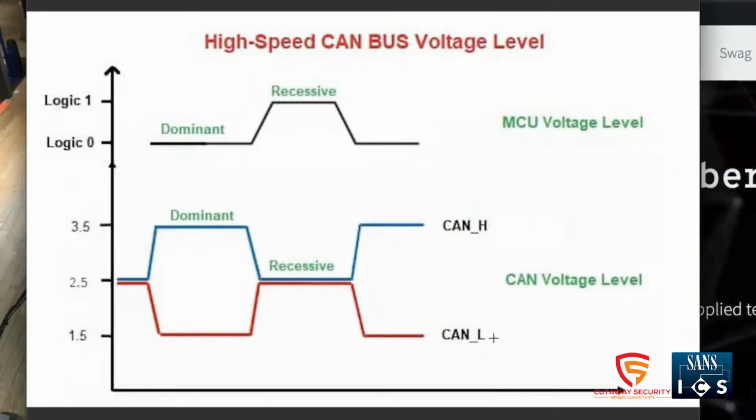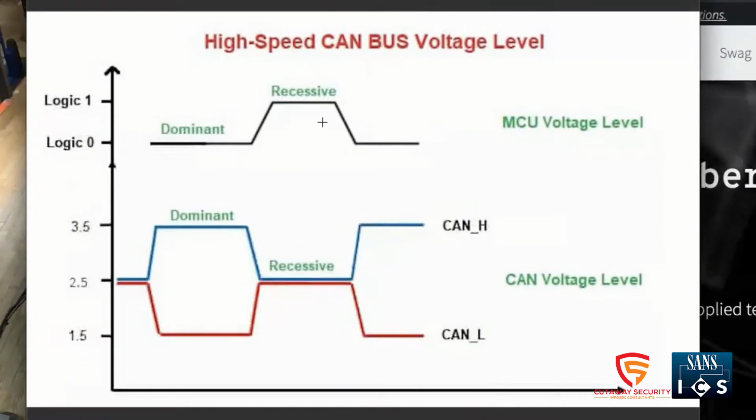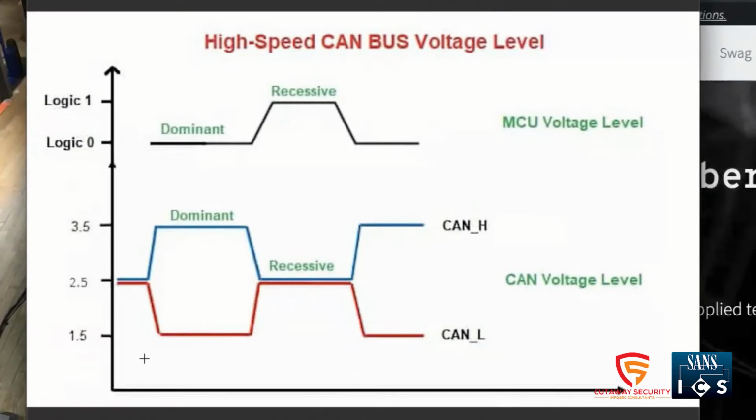When these two wires are at the same voltage, in this case 2.5 volts, it's known as a recessive bit, which is a logic 1, which is kind of different than what you think. And then when the lines are asserted and you have a voltage differential between the two, in this case you have a 2-volt differential between the CAN high and CAN low pair, making a dominant bit, it is a logic 0.